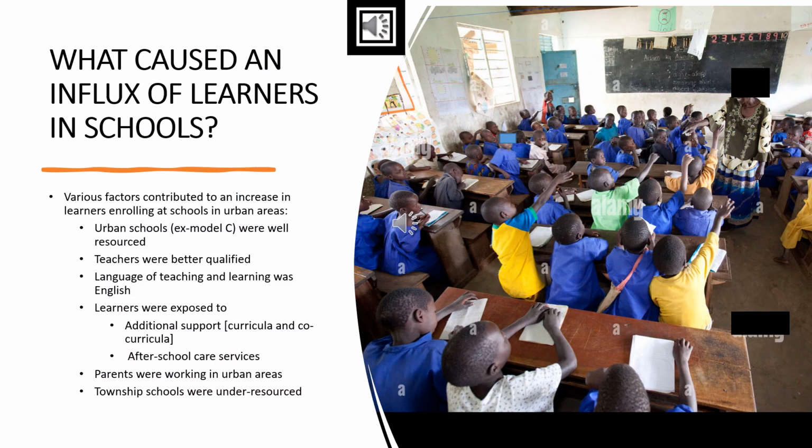What caused the influx of learners into schools? There were various factors that contributed to an increase in the learner enrolling at schools, especially in the urban areas. Research has found that there was mass migration of learners from rural and township schools wanting to enroll at ex-Model C schools. What was the reason for this?